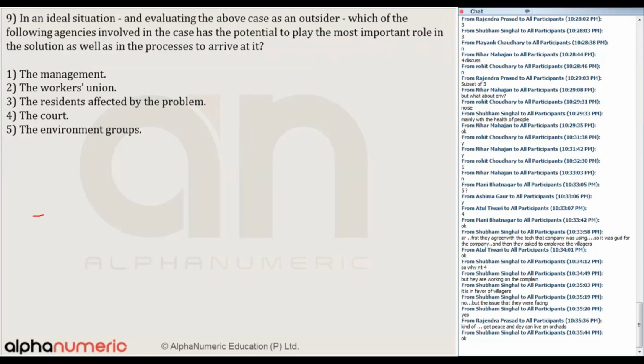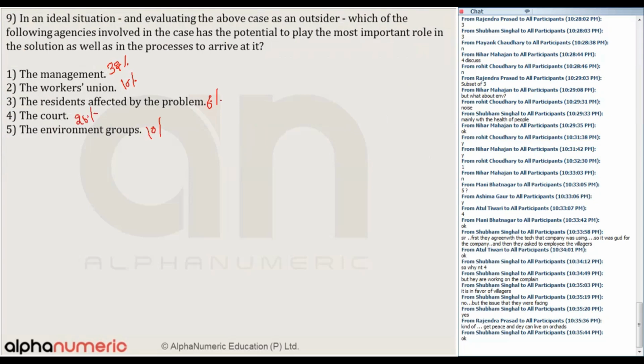Question number 9. Let's see. First of all, the responses. Question number 9. 32% of you said the management, 10% of you said the workers union, and 6% said this one, 26% of you said this, and 10% of you said both.